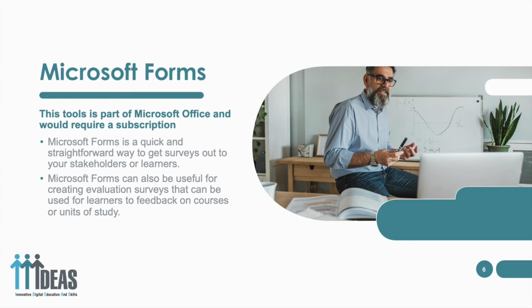Microsoft Forms. This option requires a Microsoft account to create a form. Microsoft Forms is a quick and straightforward way to get surveys out to your stakeholders or learners. To set up a survey, you need to log into a Microsoft account on the Office 365 website. Locate the Forms application and then select New. Within this, you can then add a title, description, and questions relevant to your research goals and objectives.